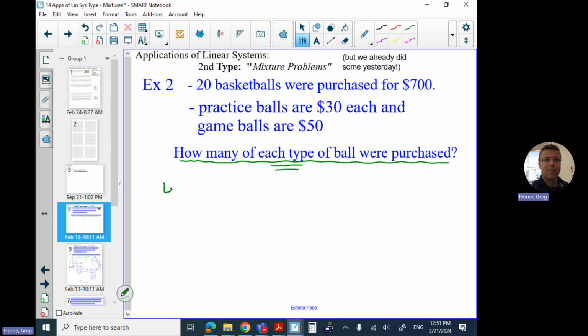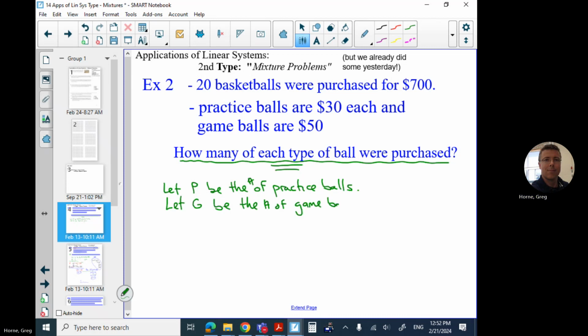You're going to say, okay, well, let P be the number of practice balls. Someone could come up and maybe the supply teacher could press pause as needed, as people are going through this. I'll just keep going and you can pause the video as you see fit. Let G be the number of game balls. Now we have variables to work with.